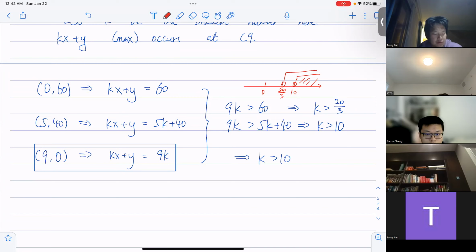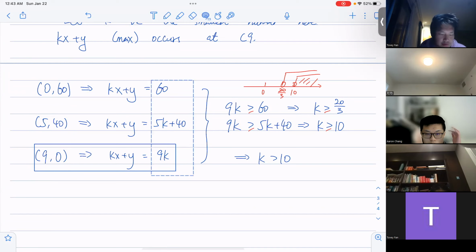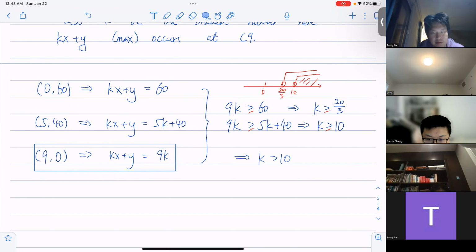Does k equal to 10 work? When k equals 10, that means these two are the same, right? So that means you can either take this or that. It seems like it also makes sense, okay? So maybe we should change it to equal to, you see? Even if all three are equal to one another, you can still choose the last one, right? The last one could be the answer. So it could be equal to, and that means the smallest value for k is 10.